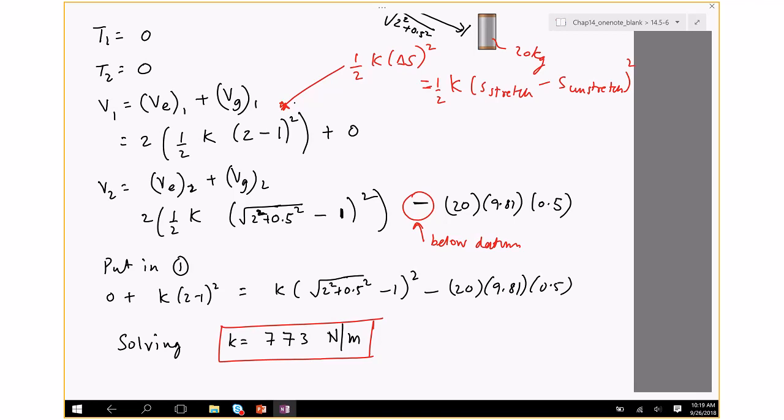Any questions on that? It's very straightforward. Once you identify it's to be solved using the principle of conservation of energy, everything else flows. Any questions? Okay.